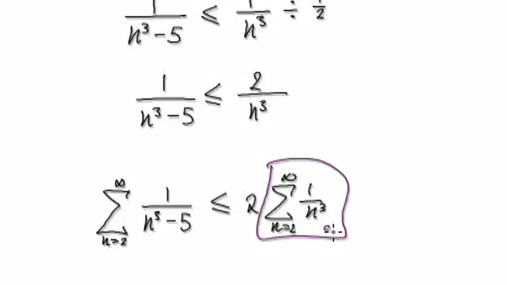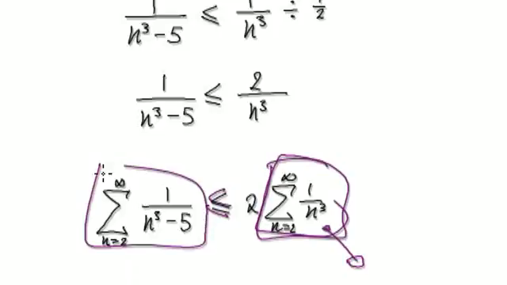Now we know that this is going to converge. Since this thing here is bigger or equal to the original, then the original will have no choice but to also converge.